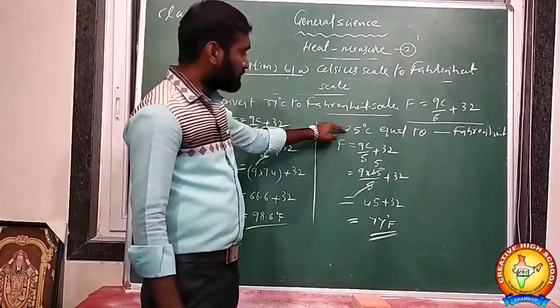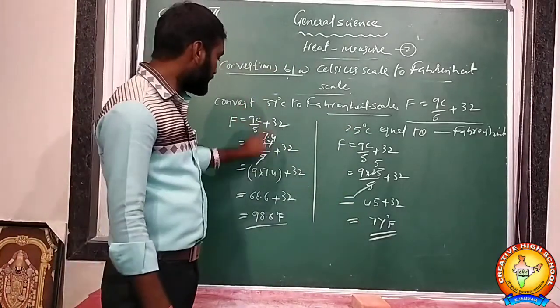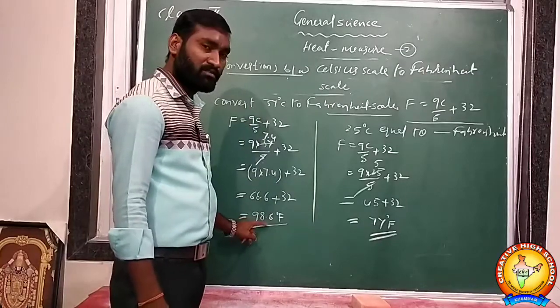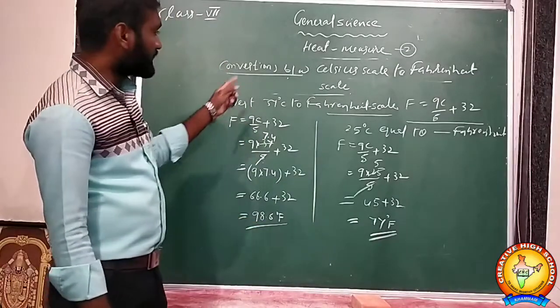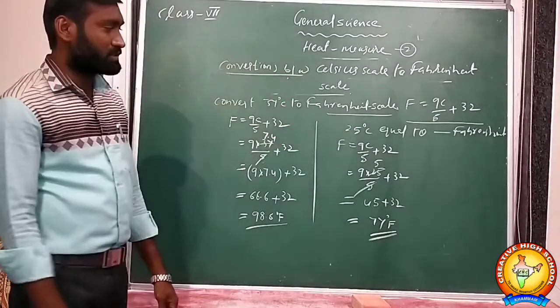So 25 degrees Celsius is equal to how many Fahrenheit? 77. 37 degrees Celsius is equal to how many Fahrenheit? 98.6 Fahrenheit. So this is the conversion between Celsius and Fahrenheit scales. Okay, students.